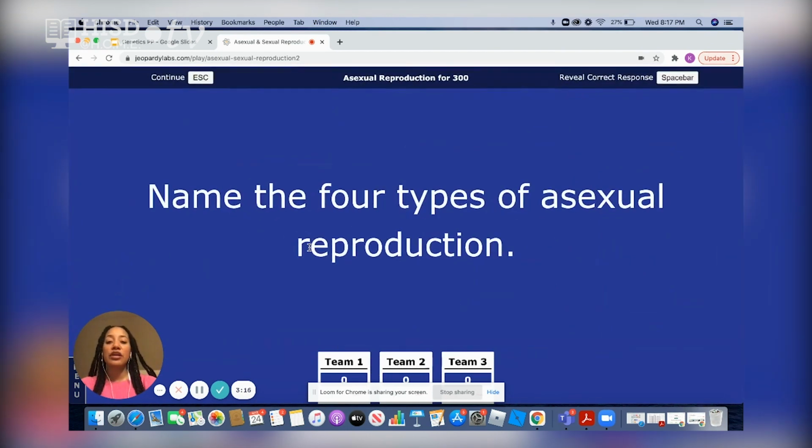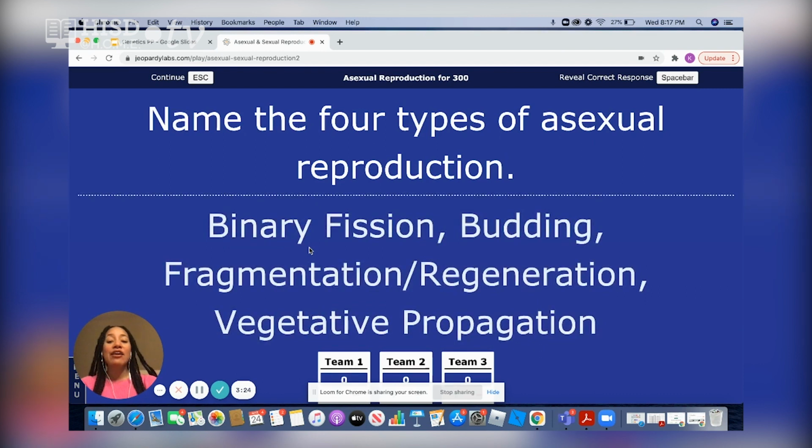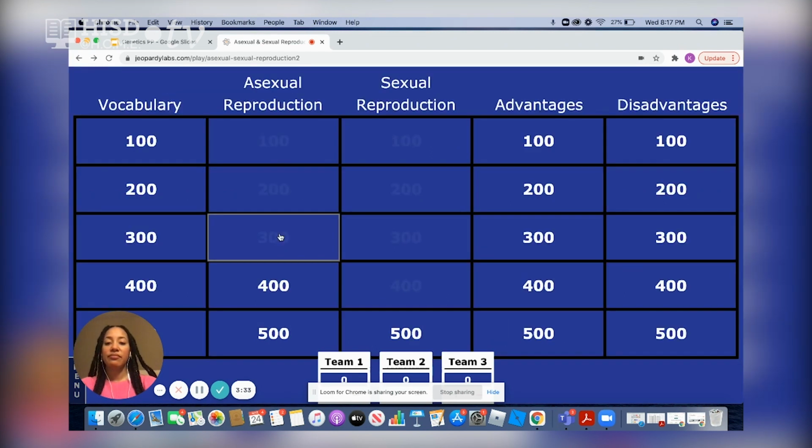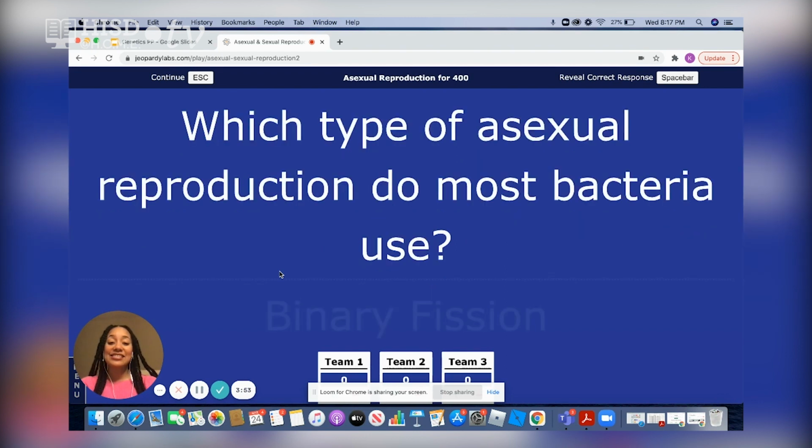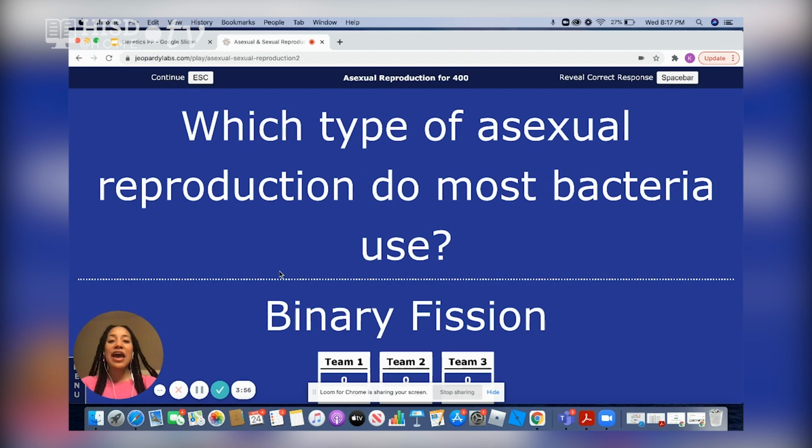Asexual reproduction for 300. Name the 4 types of asexual reproduction. Correct again. There are binary fission, budding, regeneration, and fragmentation. Asexual reproduction for 400. What type of asexual reproduction do most bacteria use? Now remember, bacteria are really, really small, microscopic. So what type of reproduction do you think they use? Yes, they use binary fission. So they kind of just split apart.